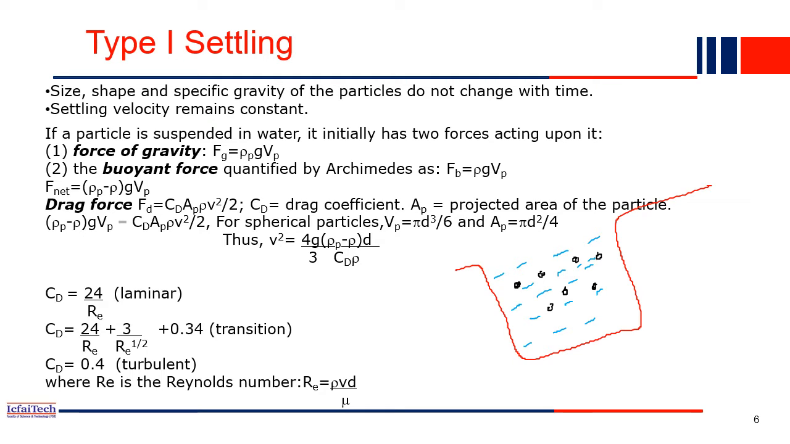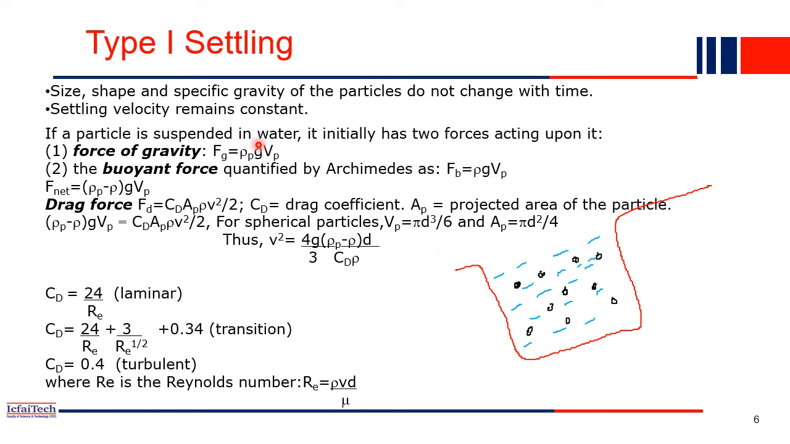So in type 1 settling, our assumption is that the size, shape, and specific gravity of the particle do not change with time. Whatever size was there at the beginning, the size will be constant throughout the settling process. And the settling velocity remains constant. What is settling velocity? Settling velocity means the velocity at which the particle is settling to the bottom. So settling velocity also will be constant. This particle is coming from here to here slowly, so the velocity will be constant over the entire distance.